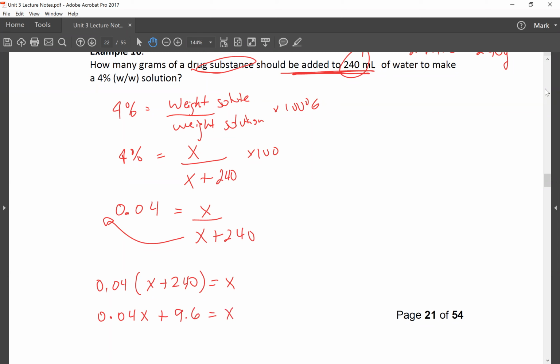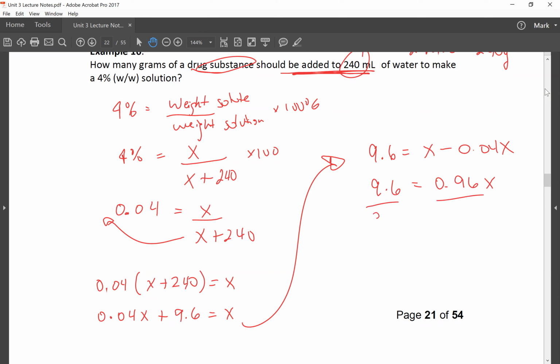equals X. And now, guys, I'm just solving for X. So what I'm going to get here is, I'll do it this way. So 9.6 equals X minus 0.04X. So 9.6 equals 0.96X. Whew. So divide this out, divide both sides by that number.